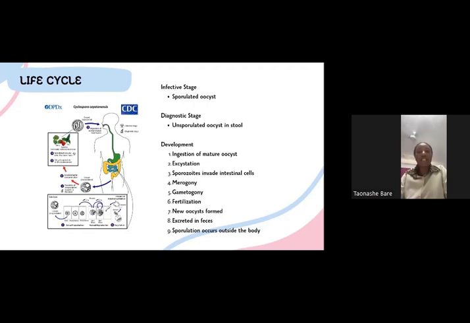In the diagnostic stage, unsporulated oocysts are passed in the stool. These oocysts are not immediately infective and require time in the environment to sporulate and become capable of starting the life cycle again. This sporulation happens outside the body, which emphasizes the importance of environmental factors in the spread of infection. Understanding these stages helps us pinpoint where interventions can be most effective, whether it's in preventing ingestion or managing environmental conditions to reduce sporulation.